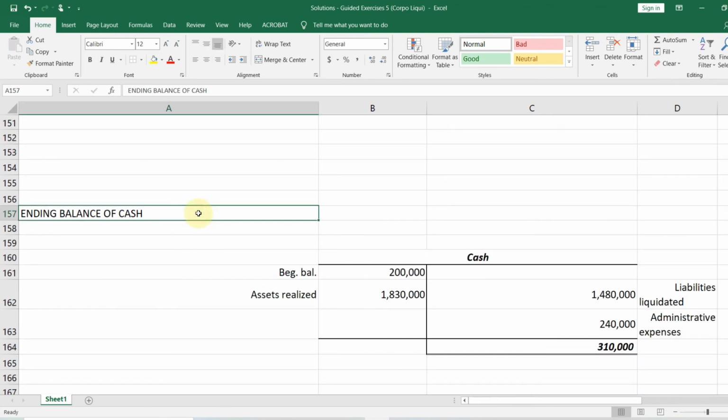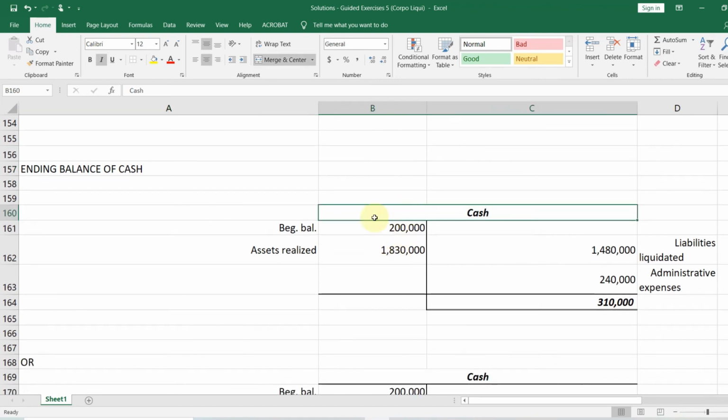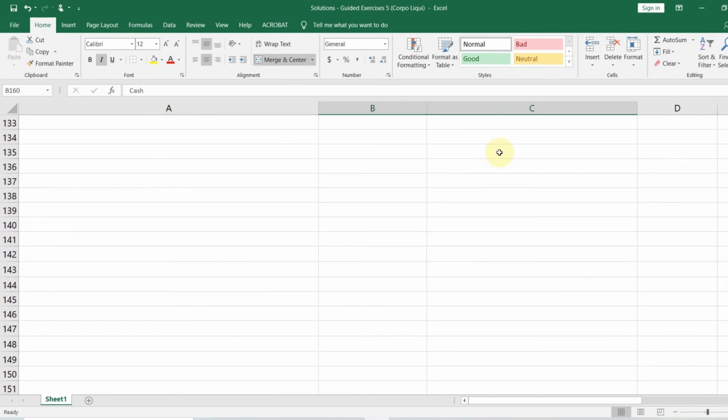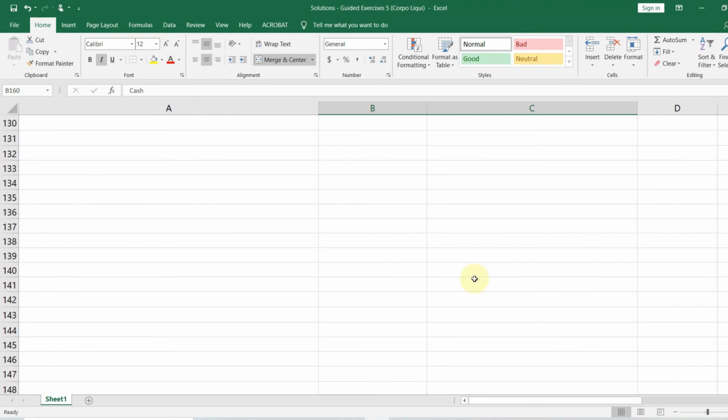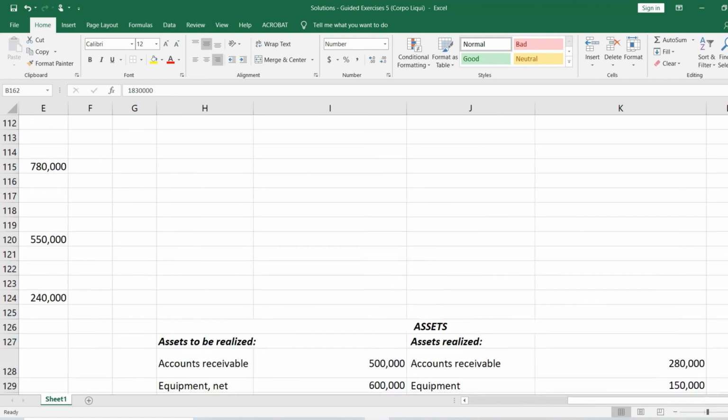Next, compute for the ending balance of cash. So, ending balance of cash, madali lang. You just do the T account. Sorry, ganito yung itsura. Kasi, finollow niya yung format nito, nung journal entry. Anyway, so, the account of the cash, pwede siyang ganito. There are two ways of doing it. Pwede siyang, hanapin mo yung beginning balance of cash, debit, 200,000. And then, yung net proceeds from your assets realized, yung mga napagbenta mo at 1.830 million.